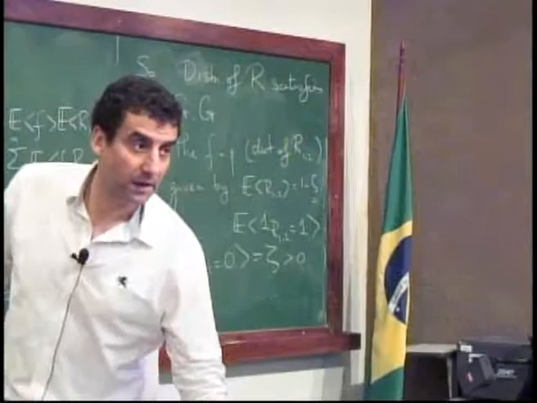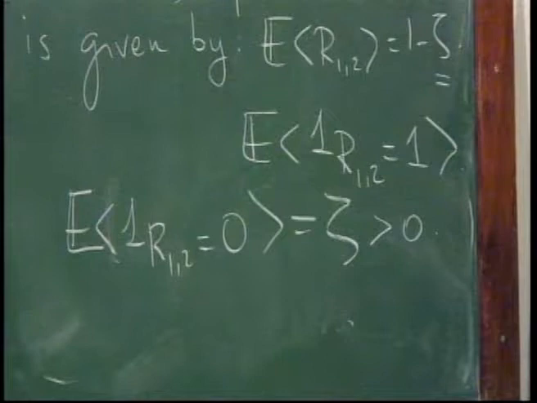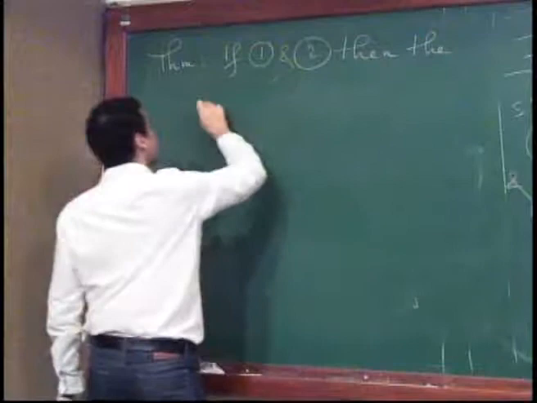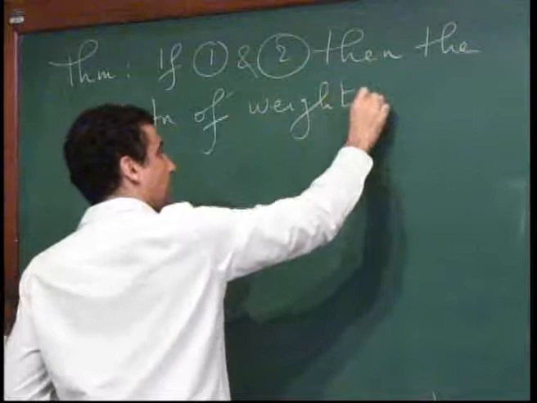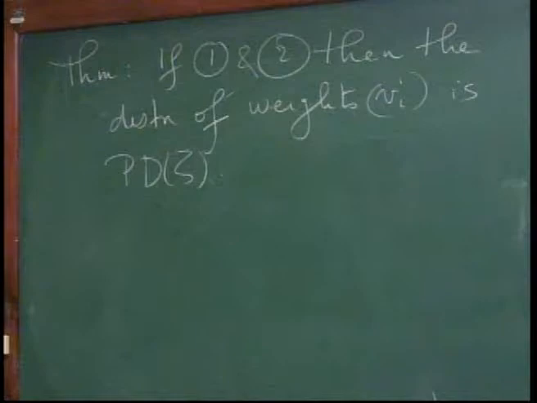So from this, in fact, there is this characterization, because we know that in general from the Ghirlanda-Guerra identities, if you have 1 and 2, then the distribution of the weights v_i is Poisson-Dirichlet. So these two properties, in fact, characterize the Poisson-Dirichlet. Okay, so you have one parameter for Poisson-Dirichlet and for this guy.